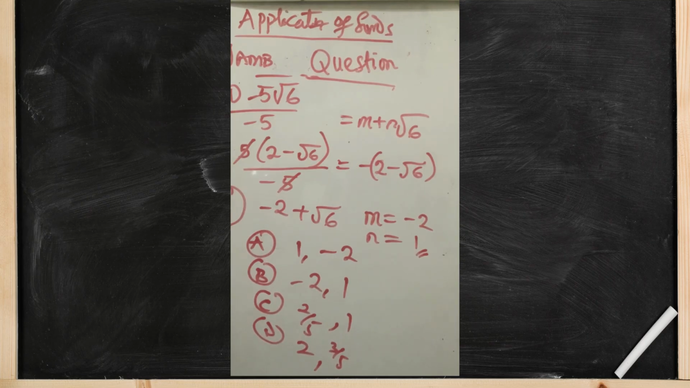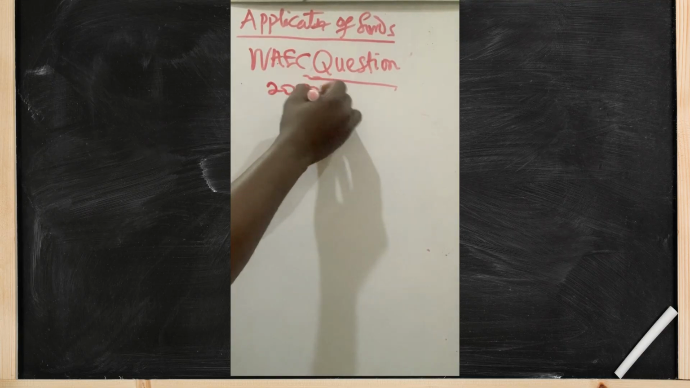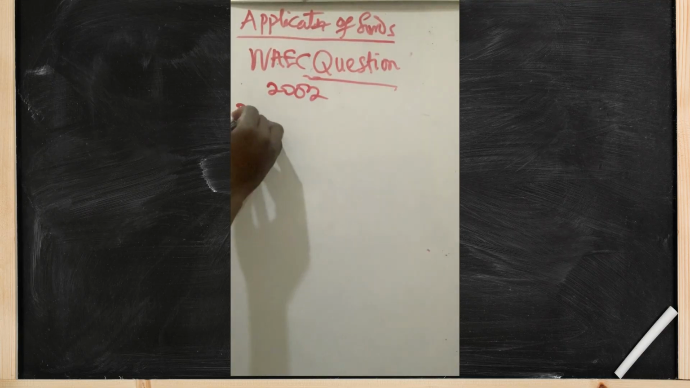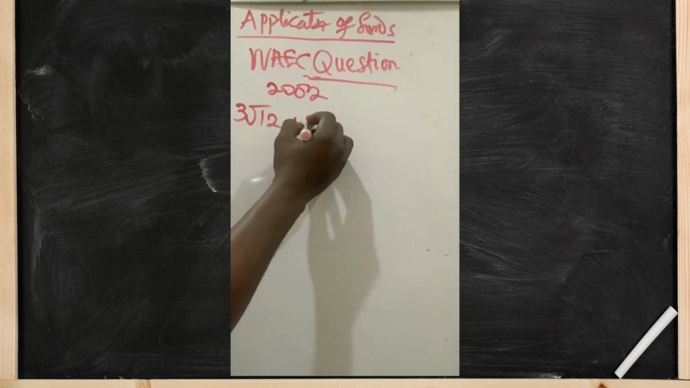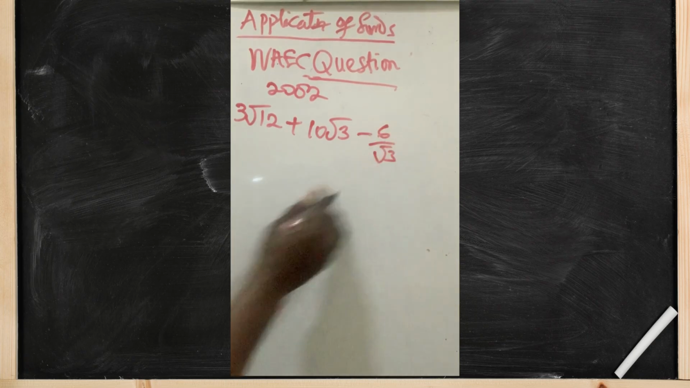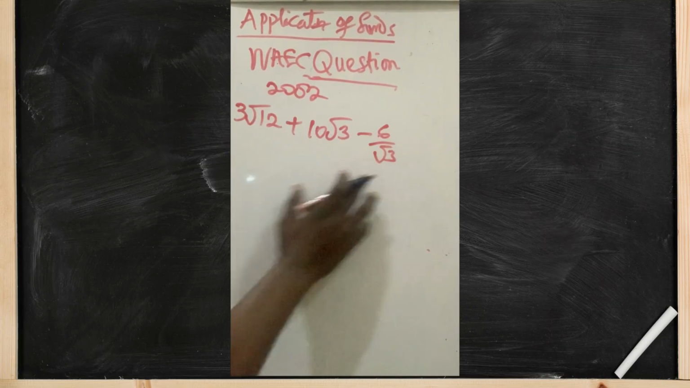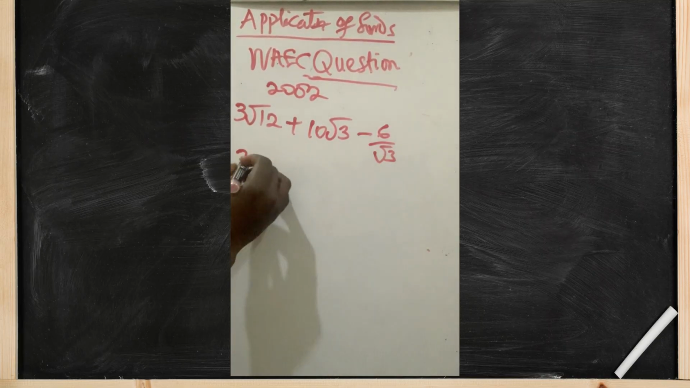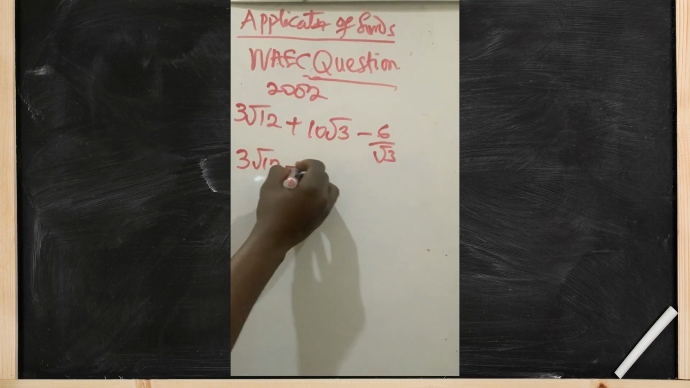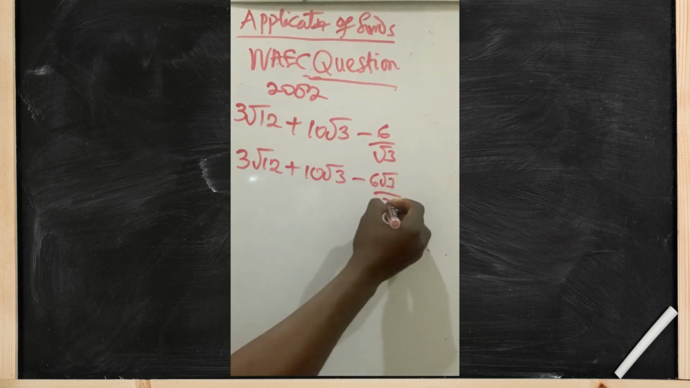Now, just to lay hold upon a WAEC question. This WAEC question is a 2002 WAEC question. And the question goes thus: 3 root 12 plus 10 root 3 minus 6 root 3. So all you guys need to do is to bring about the rationalization of the surds to eliminate the square root at the bottom. So you're having 3 root 12 plus 10 root 3 minus 6 root 3 divided by 3.